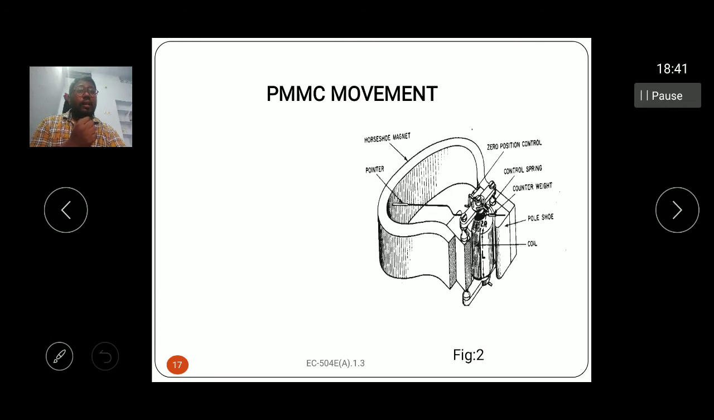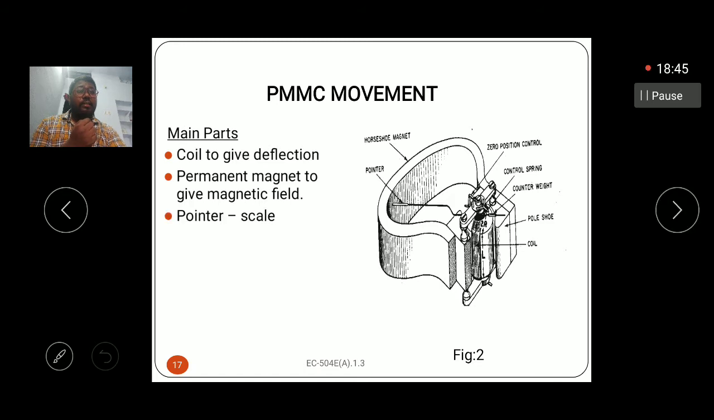In this particular diagram, we can easily understand the concept of the PMMC movement. The main part is the coil, which gives the deflection, because the movement is a moving of the coil. Here we have some arrangement. Clearly observe this is the coil, this is the base. In this base we have the spindle, and we have connected the springs, etc.